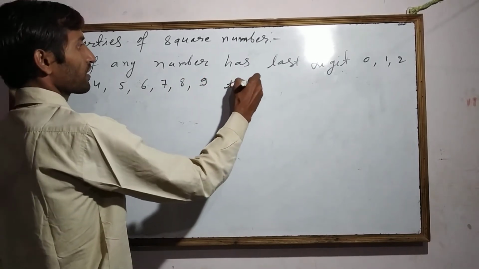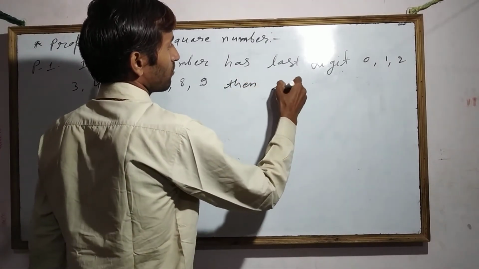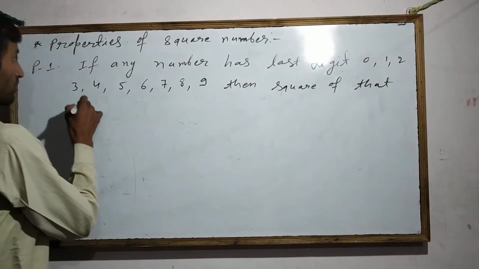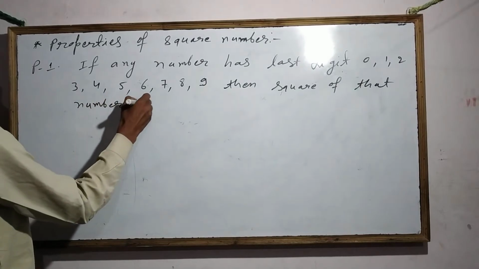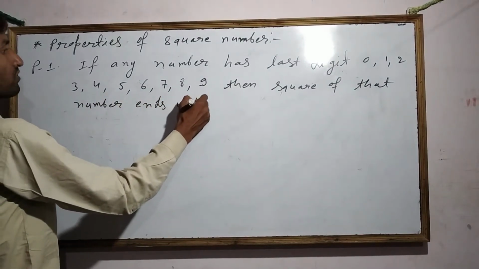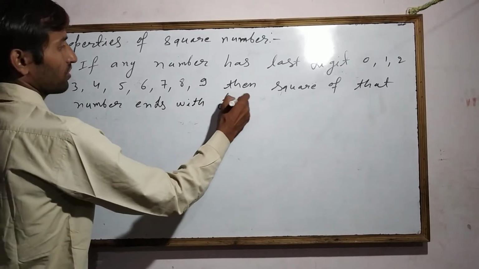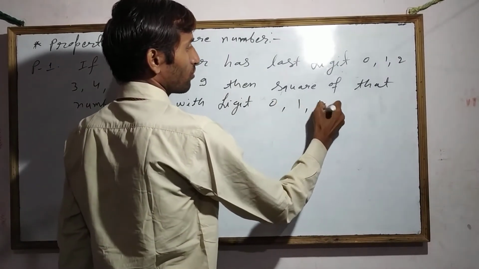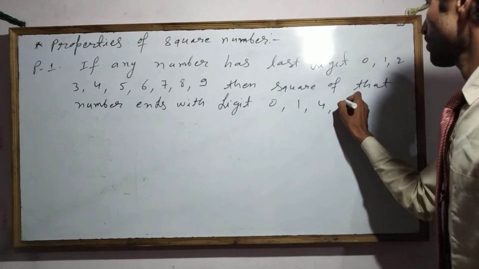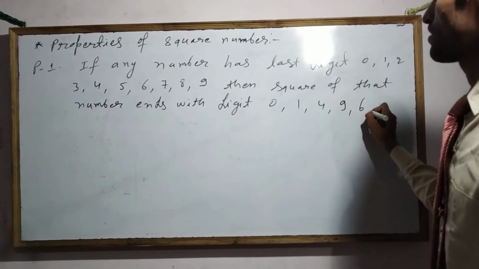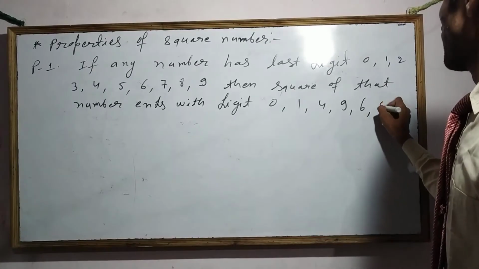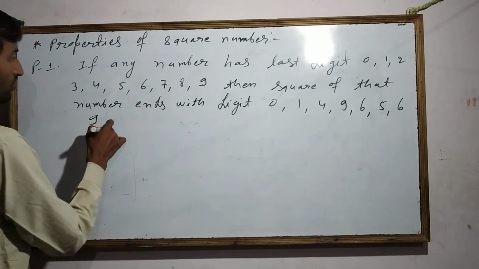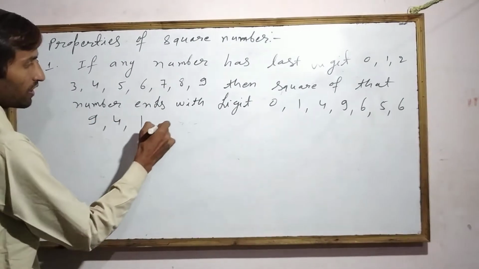then the square of that number ends with digit 0, 1, 4, 9, 6, 5, 6, 9, 4, 1 respectively.